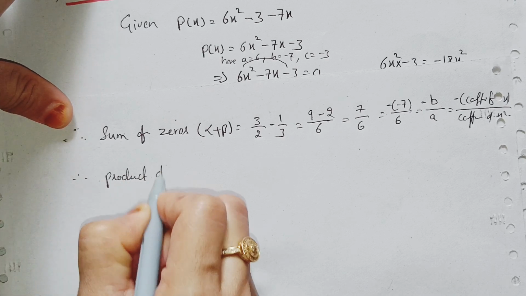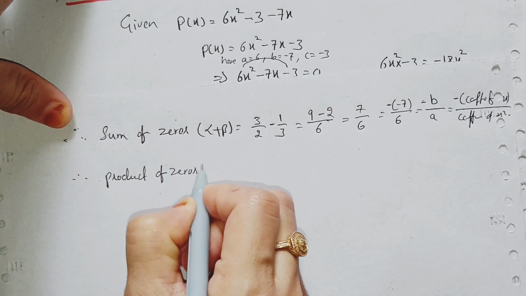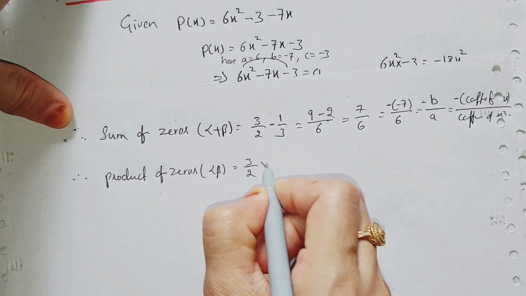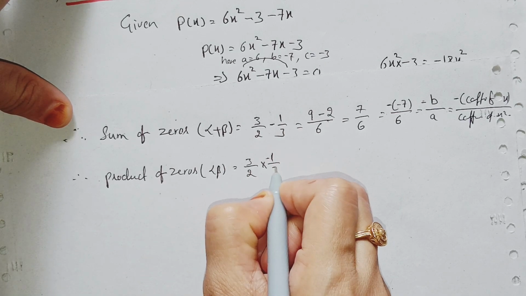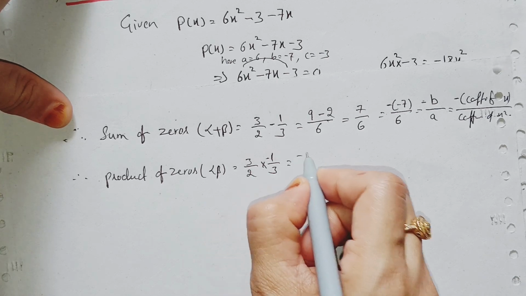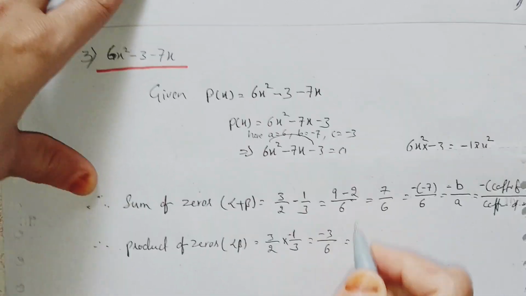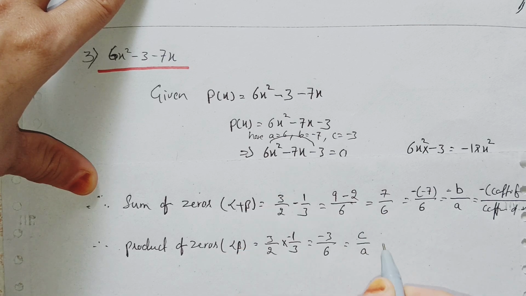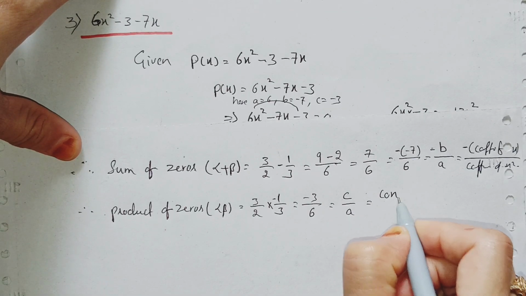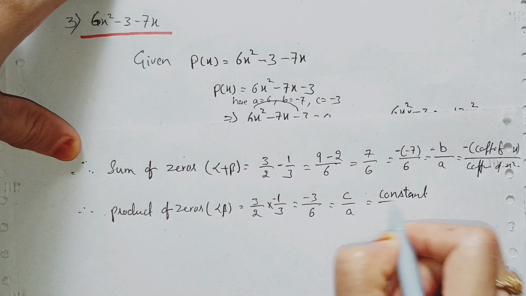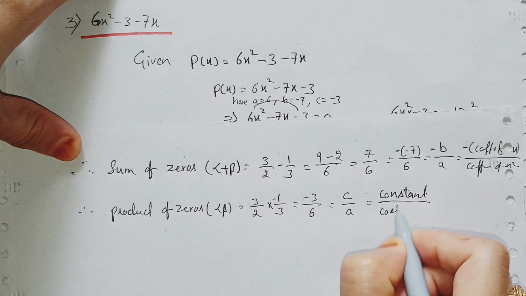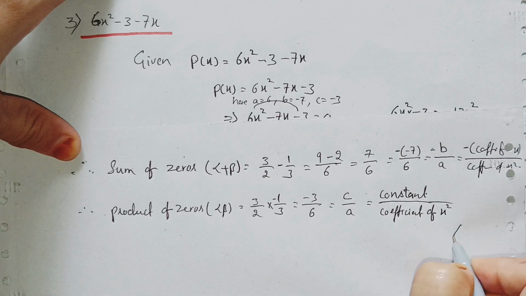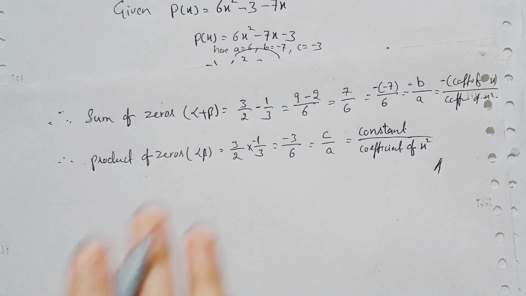Then product of zeros, which is alpha beta equal to 3 by 2 multiplied by minus 1 by 3. Then minus 3 by 6. What is minus 3? Minus 3 is C and 6 is A. So this is constant term divided by coefficient of x square. Okay guys, this is the third sum.